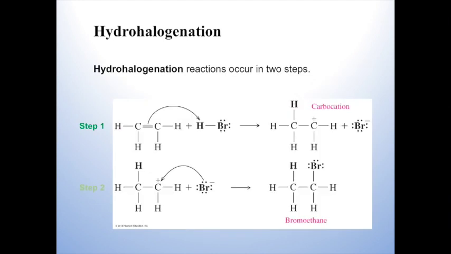So hydrohalogenation reactions occur in 2 steps. The first step involves protonation of the double bond, where you add hydrogen to one of the carbons. This steals electron density from the bond and leaves one of the carbons positively charged. Then the bromide ion that's left behind is attracted to this positive charge center and migrates to the positively charged carbocation and forms bromoethane.